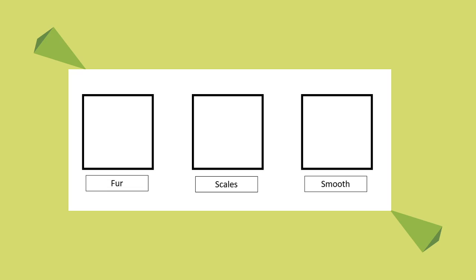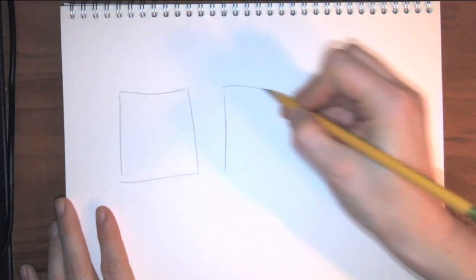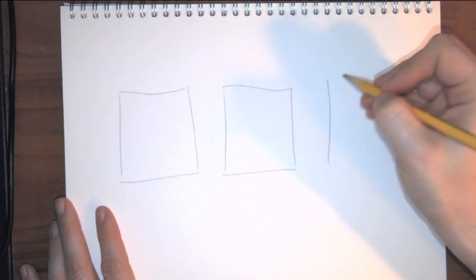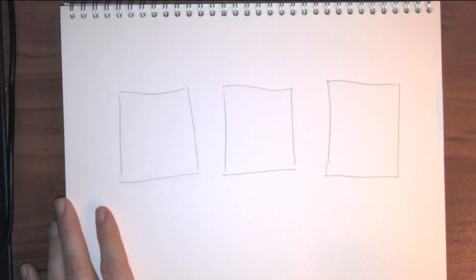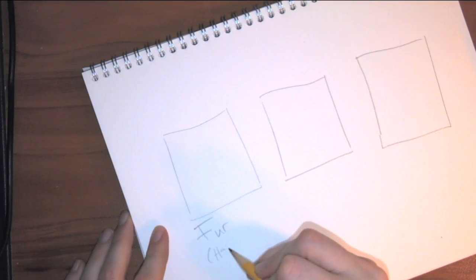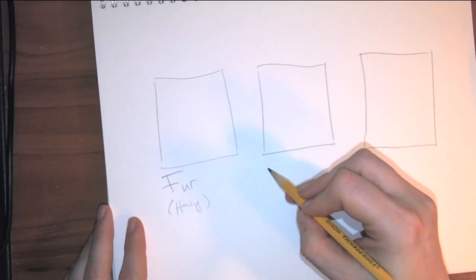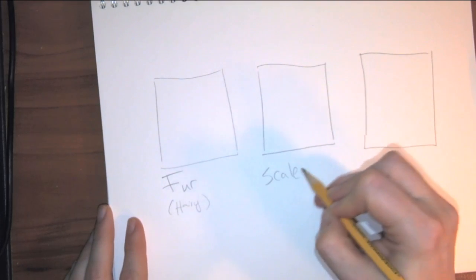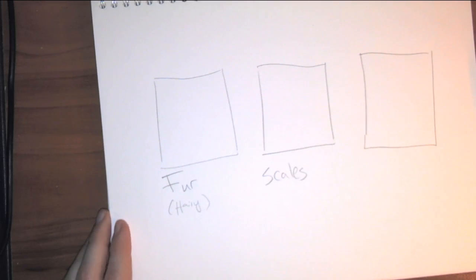So let me pull up my document camera, and I will work on this very quickly with you so you can get an idea of what I am talking about. So there we go. Turn on the light. We're going to do the 3 boxes. So we've got fur, or if you want to do hairy. Then we'll have scales, and then smooth.